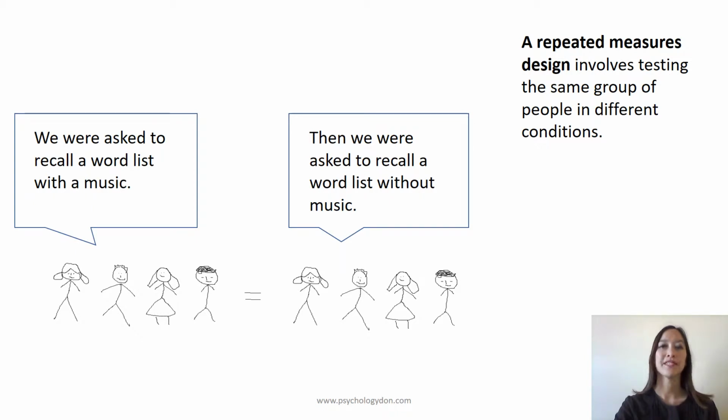There are three types of design: a repeated measures design, an independent groups design, and a matched pairs design. A repeated measures design involves testing the same group of people in different conditions. Here, one group of people are asked to recall a word list with music, and then the same group of people are asked to repeat the experiment, but recalling a word list without music.